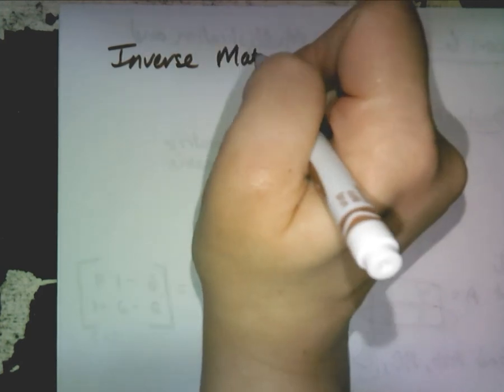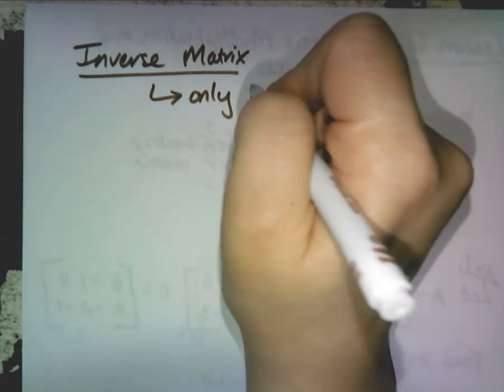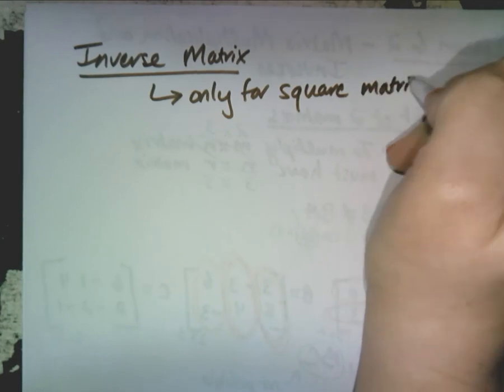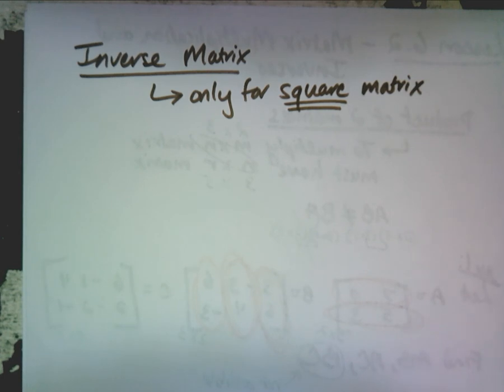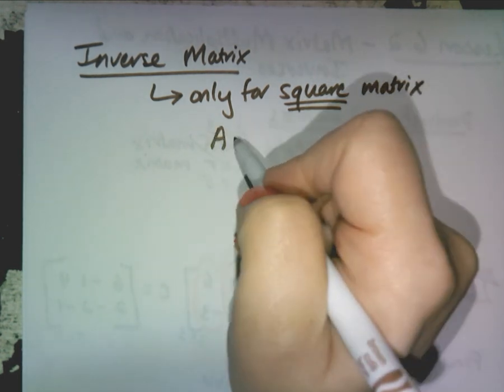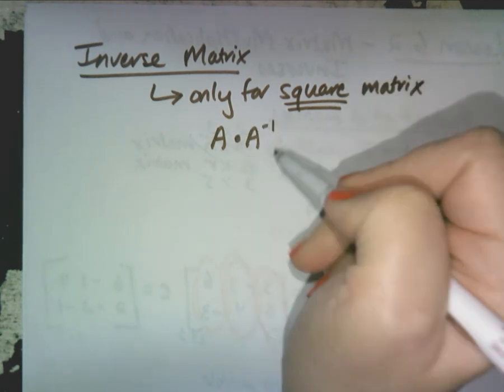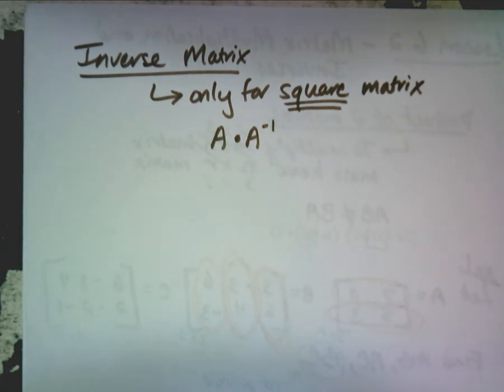So an inverse matrix is only for square matrices. And if you don't remember what I talked to you about on Monday, a square matrix, square meaning it's a 2 by 2, a 3 by 3, 4 by 4, 5 by 5. The definition for inverse is that a matrix A times its inverse, this is the symbol for the inverse of A. It doesn't mean A raised to a -1. It actually just means inverse.